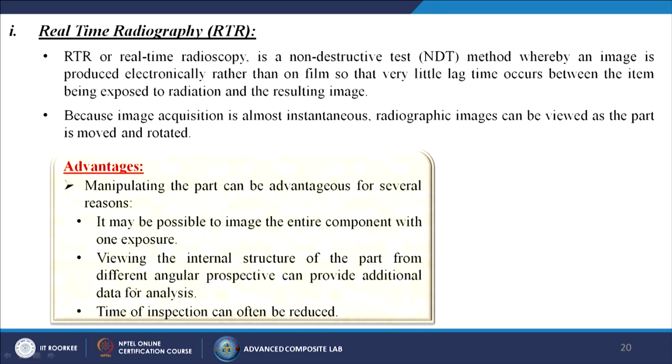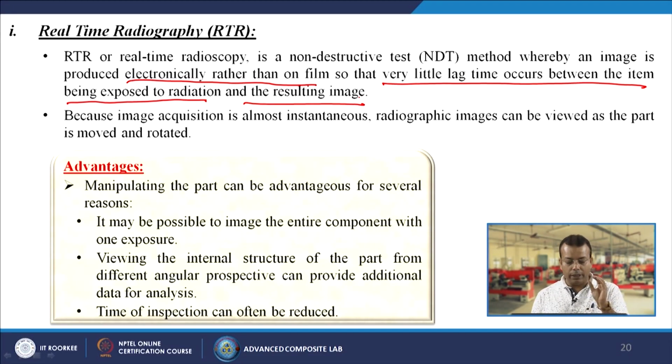RTR, or real time radioscopy, is a non destructive test method whereby an image is produced electronically rather than on film, so that very little lag time occurs between the item being exposed to radiation and the resulting image. Because after the material, the radiation is coming onto the film itself, so there is a little bit of lag time. When the radiation is hitting your material and then, after passing through, hitting your film, there is a time gap between these two occurrences.